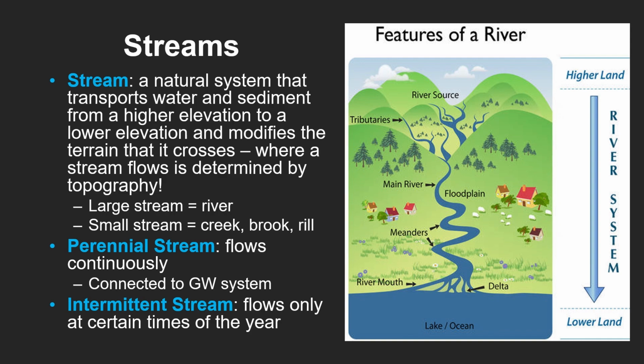Streams are natural systems that move water and sediment from higher to lower elevations, shaping the land as they flow. The path a stream takes is controlled by topography. Large streams are called rivers, while smaller ones are known as creeks, brooks, or rills. There are 2 main types of streams: perennial streams, which flow continuously and are connected to groundwater systems, and intermittent streams, which only flow at certain times of the year. Streams play a key role in transporting materials and connecting surface water with groundwater.